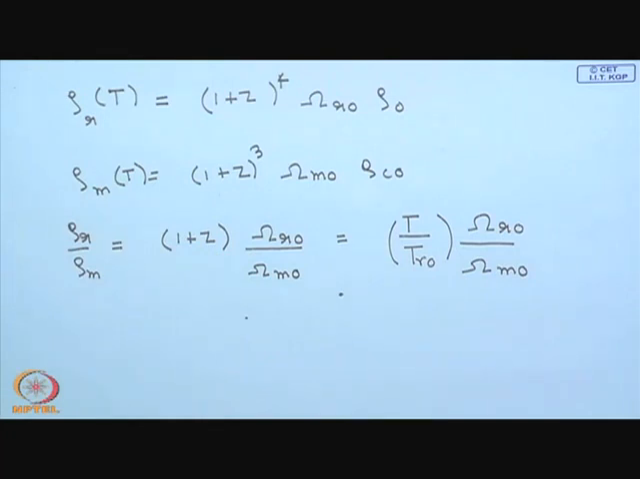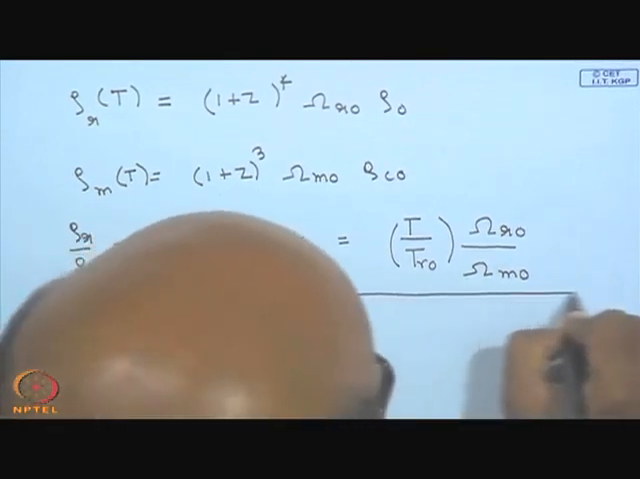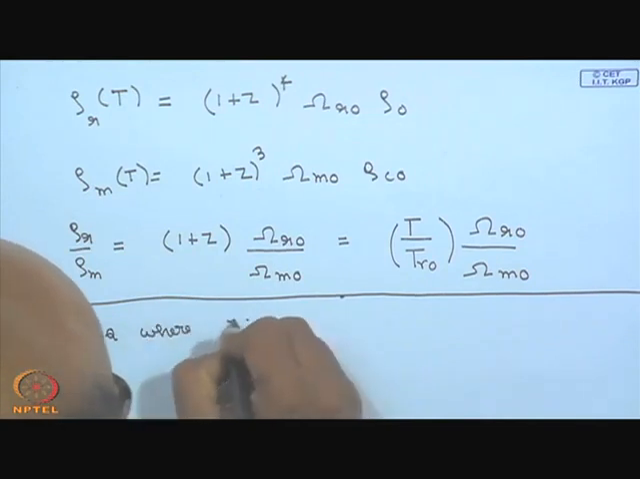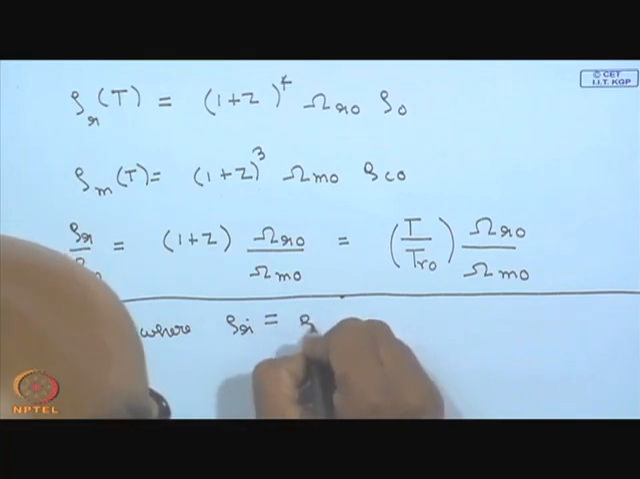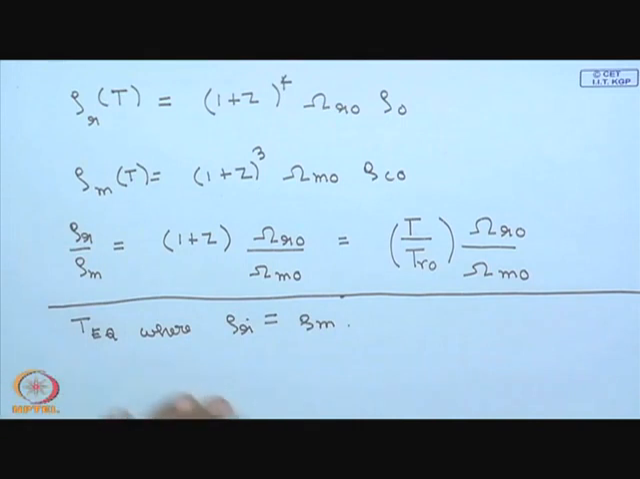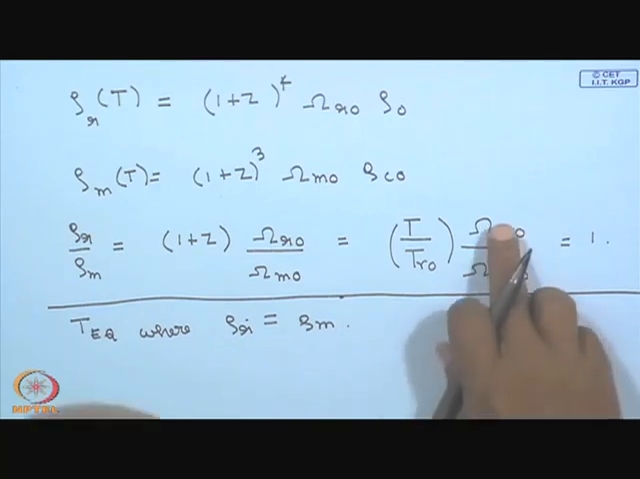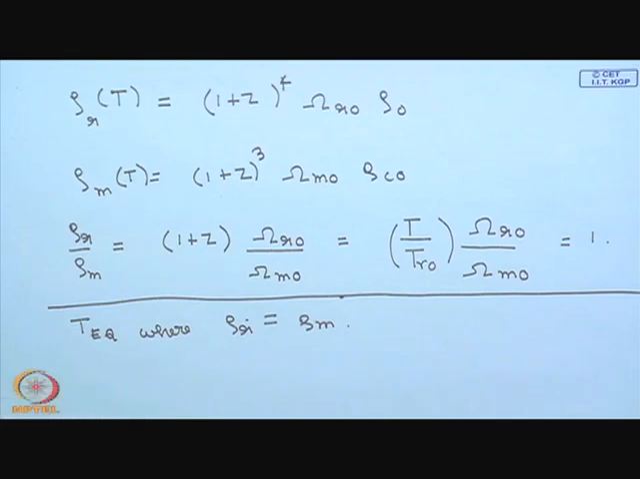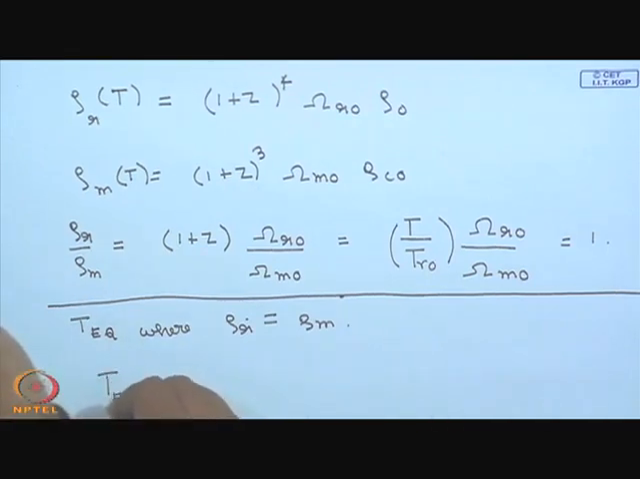Now, let us ask the question, when are the density of matter and the relativistic particles the same? This is what is called the epoch of matter radiation equality. So, let us calculate the temperature when these two have the same density. All that you have to do is set this equal to 1, and this gives us the temperature. So, we have worked out the numerical value for this, and we know that T gamma naught is 2.725.